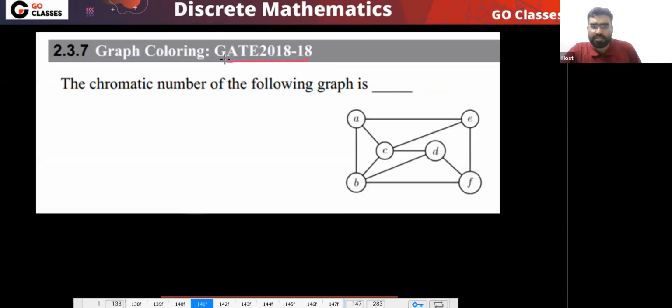And this is the GATE exam question. This we have already seen in this class. I told you that for this question, what will be the answer? What will you do? You will start with the cycle. You will start with the C3. This C3 I can see.